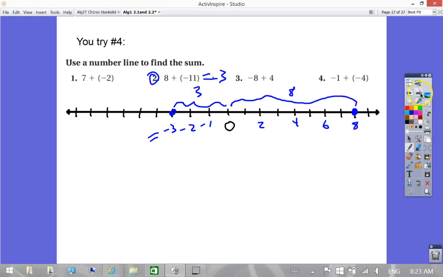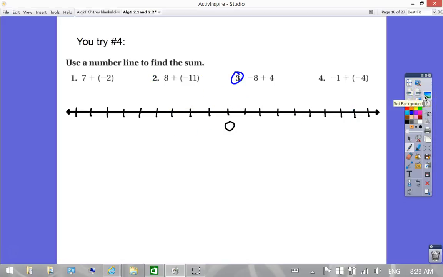How about -8 plus 4? The starting point is -8, which is here, and now we're going +4, which means we're going which direction? To the right, all right? We're going back 4. 1, 2, 3, 4. And the answer is -4.